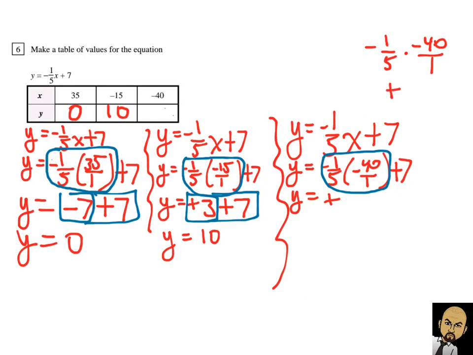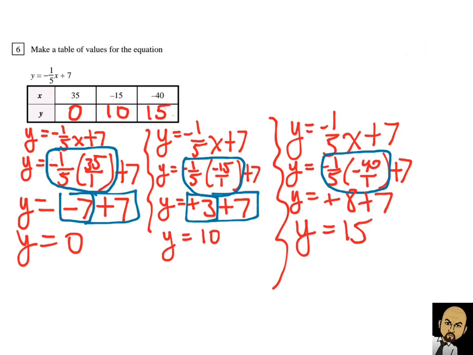A negative times a negative is a positive, and you can see that 5 and 40 can cross cancel. The 5 goes into 40 8 times, and if you multiply your numerators, you end up with a negative times a negative, which is a positive. 1 times 8 is 8, and you end up with 8 once, which is just 8, because I was running out of space. And then we can continue our equation by adding 8 plus 7, and we end up with y equals positive 15. So you fill in your table, and you end up with a value of 15 when x equals negative 40.